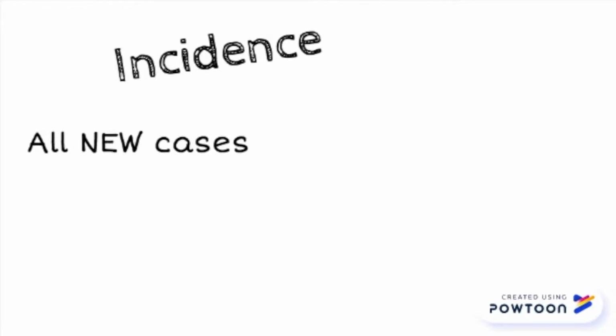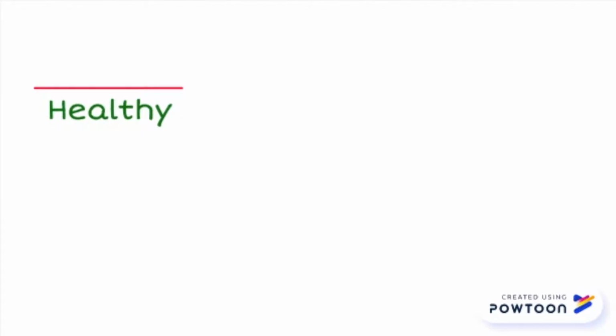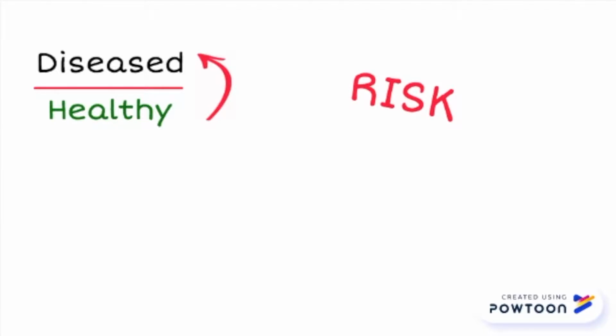A similar measure is called incidence. It is defined as the number of new cases that occur within a given time period, divided by the total population within that time period. Because we're only looking at the new cases, this ultimately lets us look at how quickly a healthy person transitions from the denominator, or the total population, into a disease state, or the numerator. In other words, incidence easily gives us a measure of disease risk, and because of this, the words rate and risk are often interchanged in epidemiology.